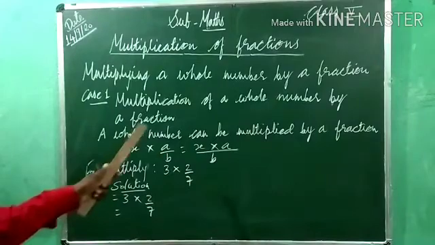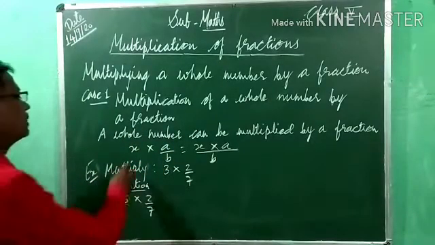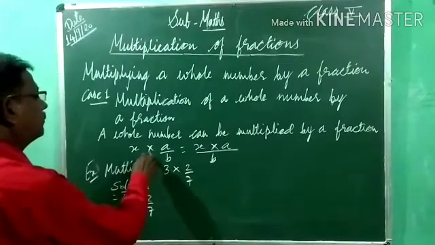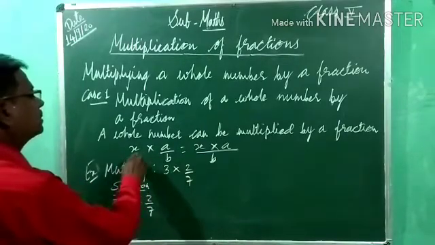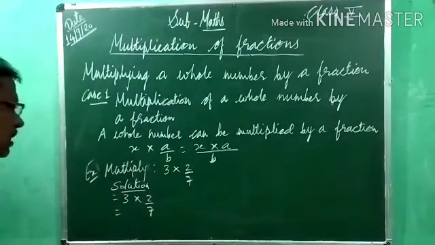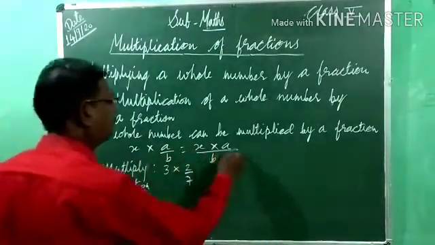Now here, case 1: multiplication of a whole number by a fraction. A whole number can be multiplied by a fraction. For example, suppose x is a whole number and a by b is a fraction. Now x into a by b. What is the formula? Just the numerator we have to multiply: x into a, the whole divided by b.